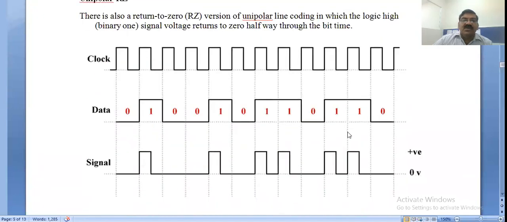Now you can just see here. In every line coding, you will have a reference as the line, reference as the clock. So this is the clock, and this is the data which you have to convert. The data is converted into this return to 0 or non-return to 0. Now here this is the clock. After completing one clock, positive half cycle and negative half cycle, this clock is there.